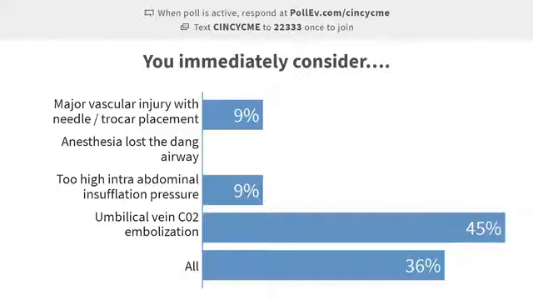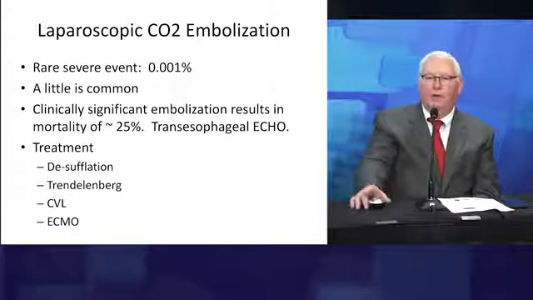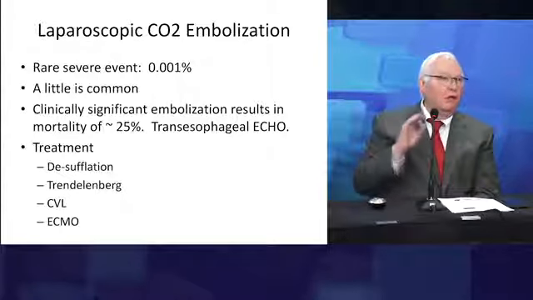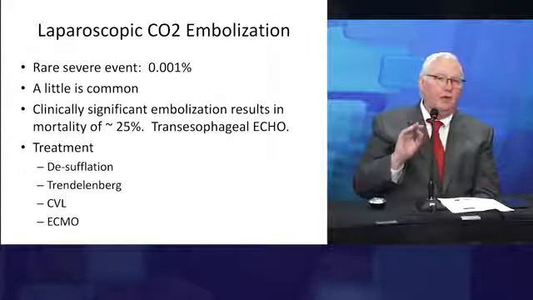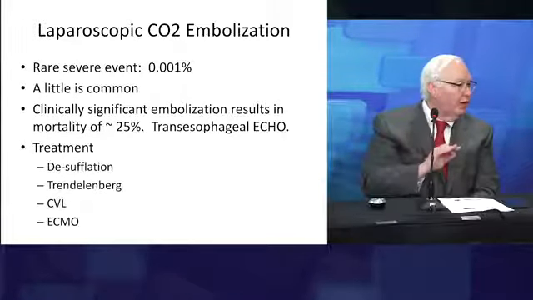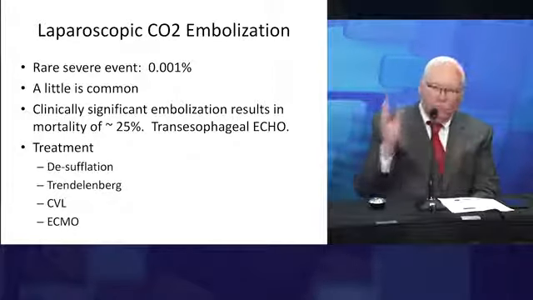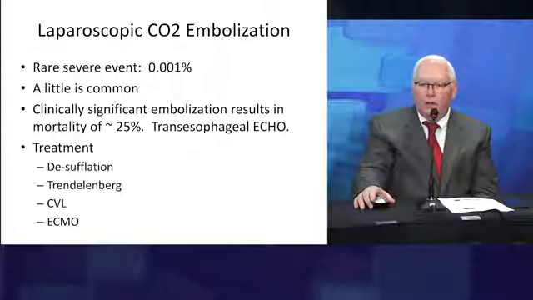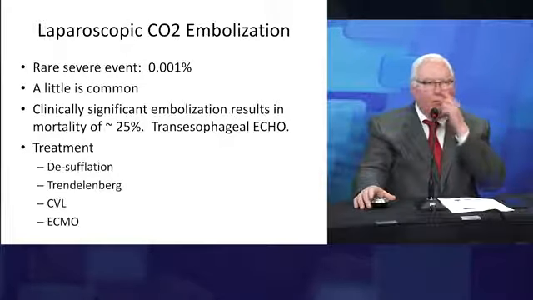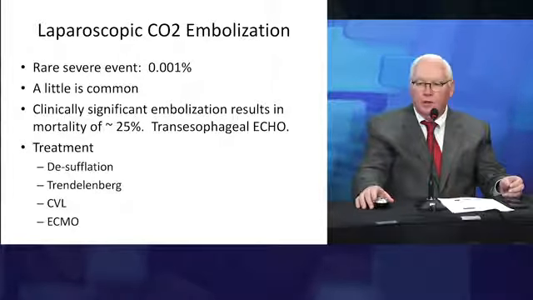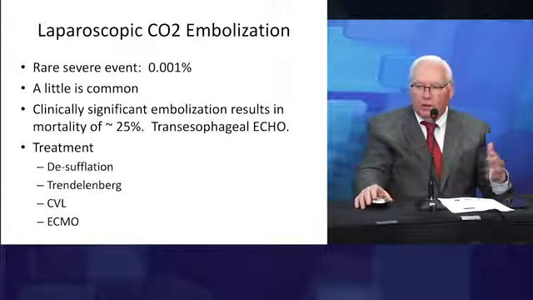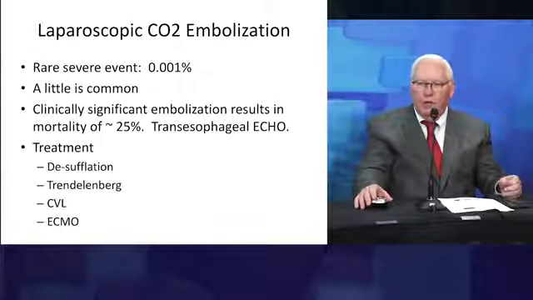So just a 30,000 foot view: CO2 embolization is a rare event. It happens in adults, but it's not usually the umbilical vein. Can you imagine a varix near the umbilicus, and somehow you get into the venous system and blow CO2? Clinically significant embolization results in a mortality of 25%. Some people have discussed transesophageal echo urgently to try to help figure out what's going on.